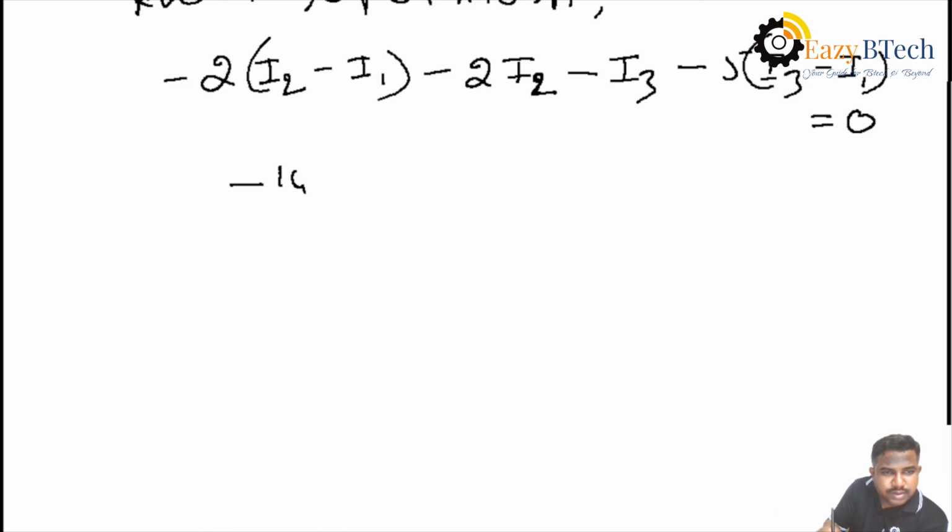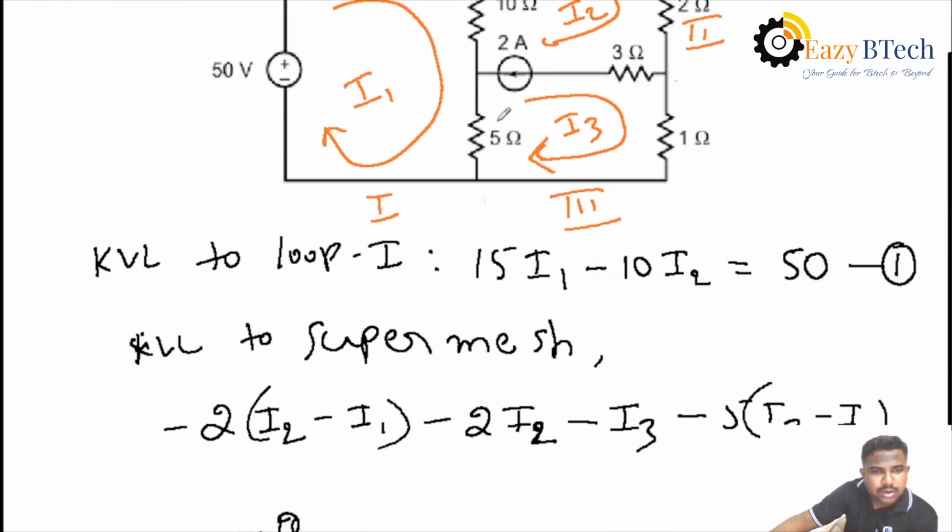Minus, here, okay, I wrote it wrong. Here it is not 2 ohms, we have 10 ohms here. That's why we take it as minus 10 into I2 minus I1. It is not 2 ohms; the 10 ohms belongs to both loops. That's why 10 ohms is given.